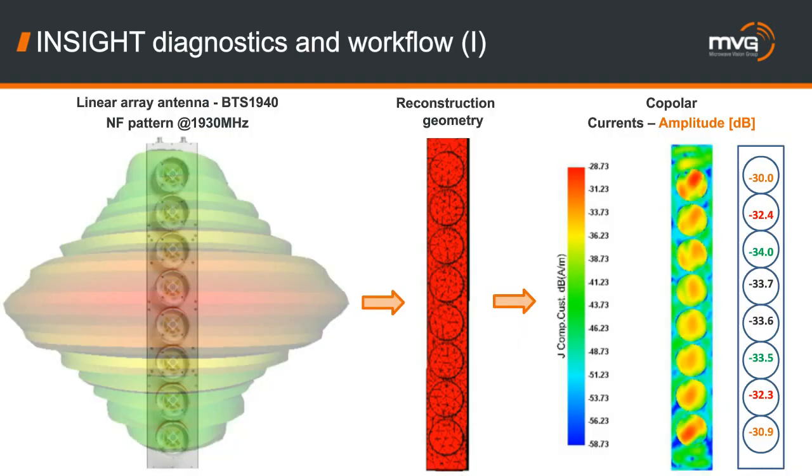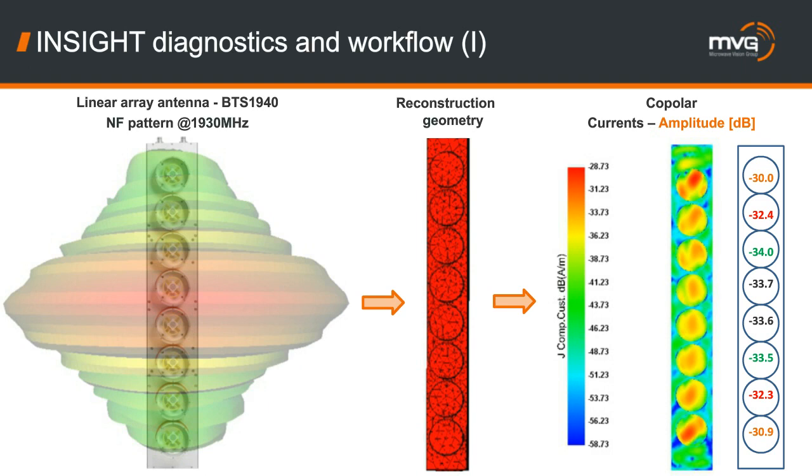For showing this functionality, we use a linear array antenna with near-field patterns measured at 1,930 meters. Here, an overlay of the antenna with each radiation pattern is illustrated. The pattern, together with the reconstruction geometry, are the input for the calculation of the current. This geometry is conformal to the antenna and it has been discretized by a triangular mesh.